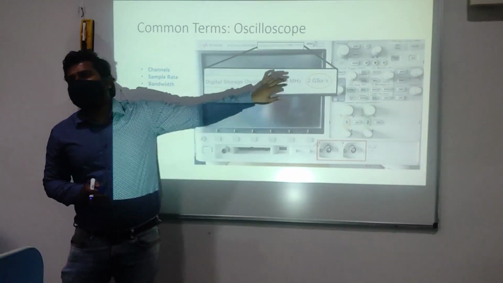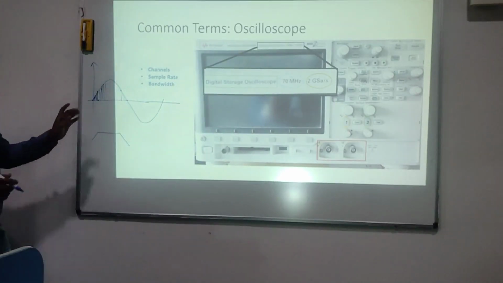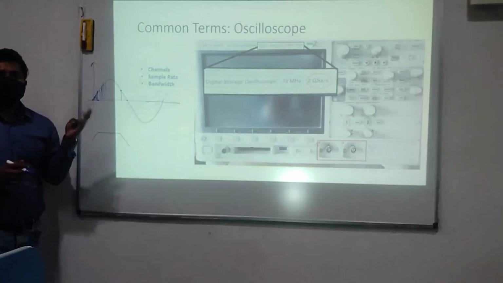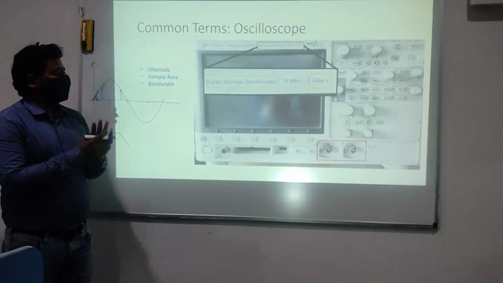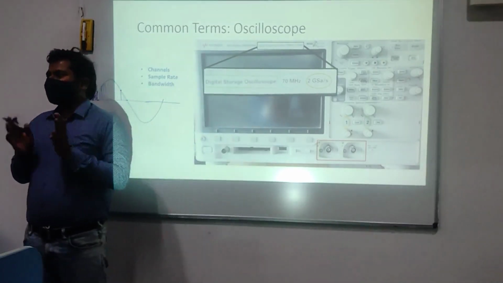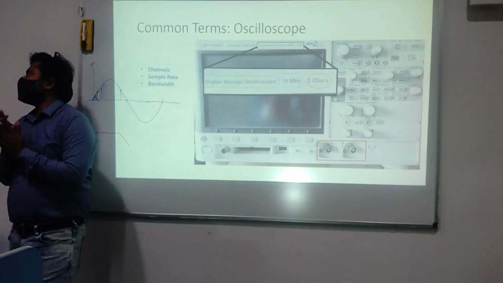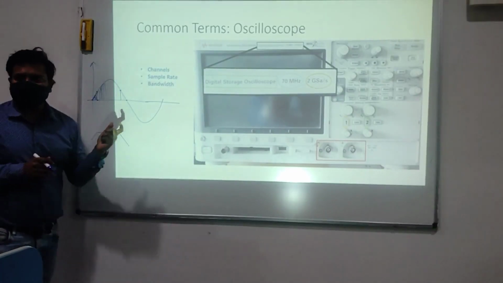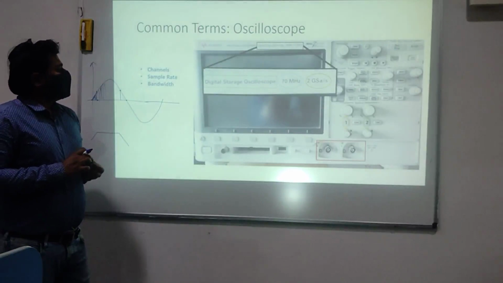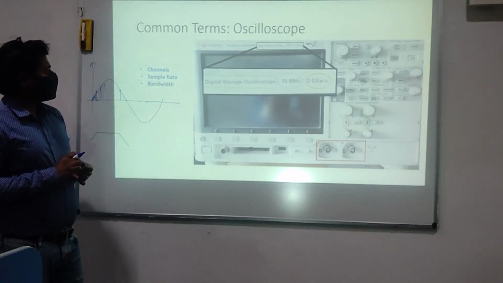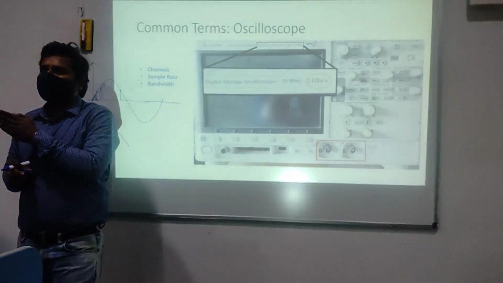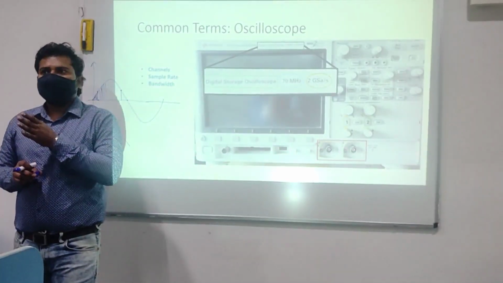So the only term left here is bandwidth. So likewise, we discussed sampling rate. Now the next term is bandwidth, and this bandwidth actually governs the importance of bandwidth. It is actually a very costly item. So the bandwidth here always starts from DC.